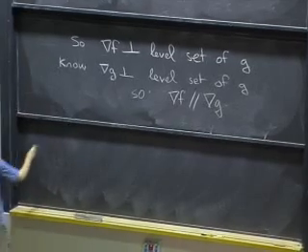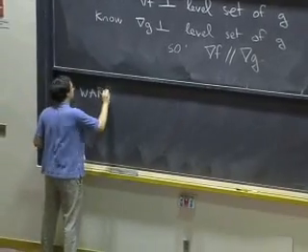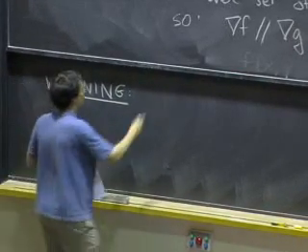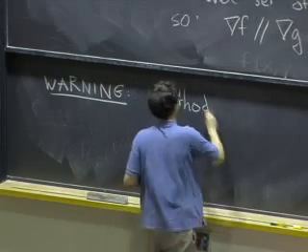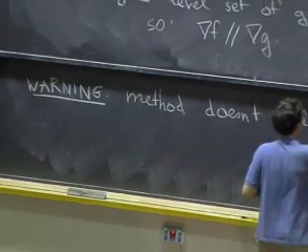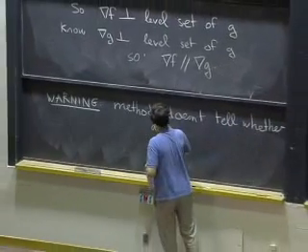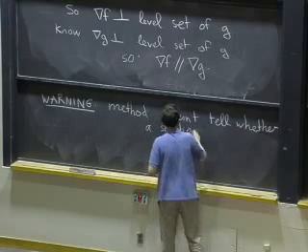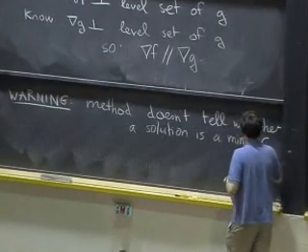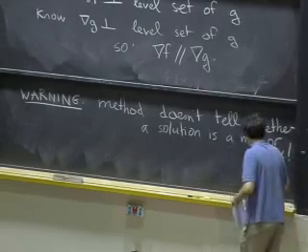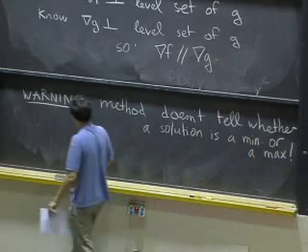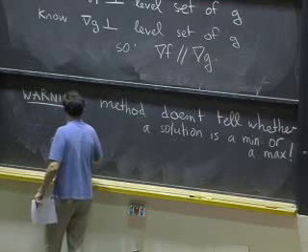Okay, so since I've been asked by several of you, how do I know if it's a maximum or a minimum? Well, warning, the method doesn't tell you whether a solution is a minimum or a maximum. So how do we do it? Well, more bad news. We can't use the second derivative test.